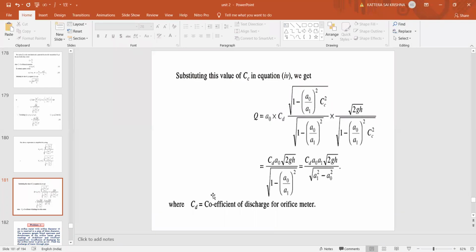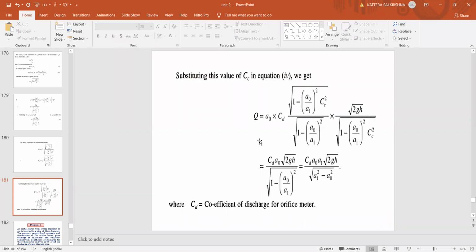Discharge for orifice meter, Q is equal to this last one, CD A1 A0. Write A1 A0 in this order, because later you'll get confused. You write A0 here, so you'll write A0 here. So write CD into A1 A0 under root of 2GH by root of A1 square minus A0 square.